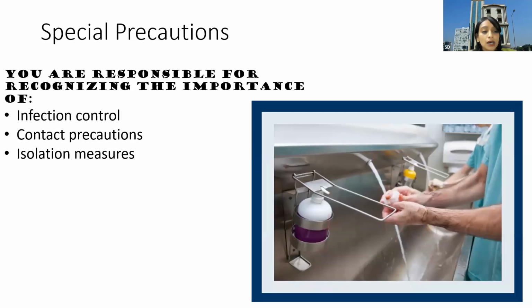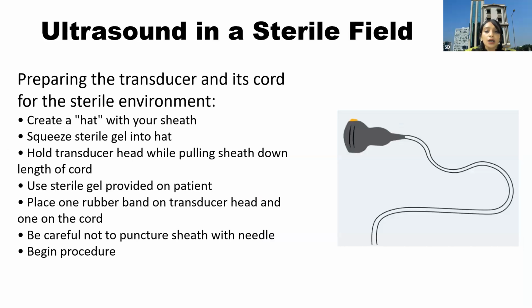Then the general precautions that we should keep in mind while using the USG. Infection control, contact precautions and isolation measures should be followed when we are using the ultrasound machine. It should be used in a sterile field. We take a sterile covering, make a probe cover, and then use gel and the probe on the patient.